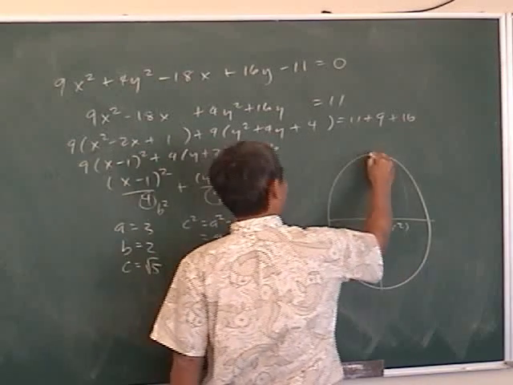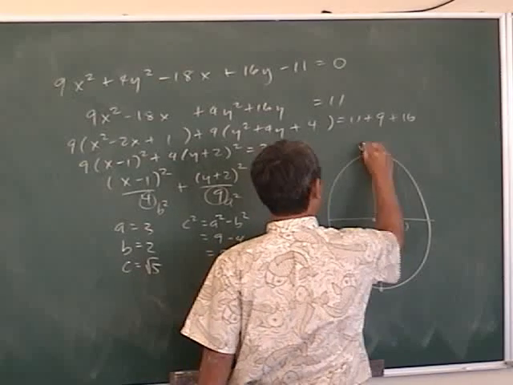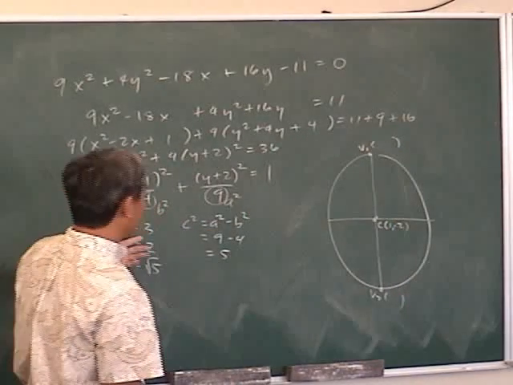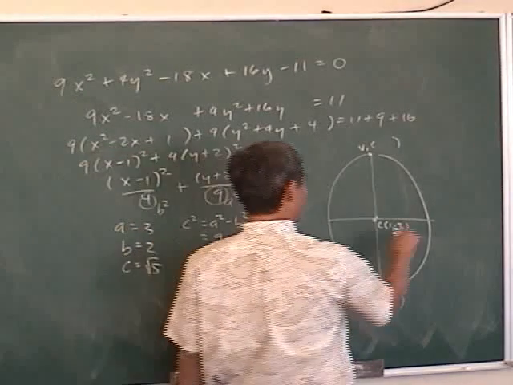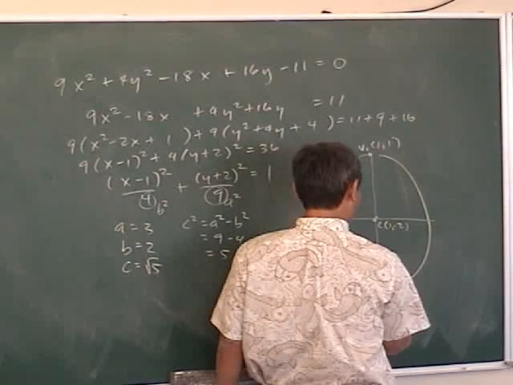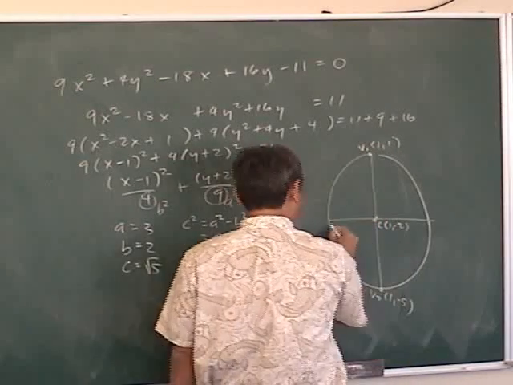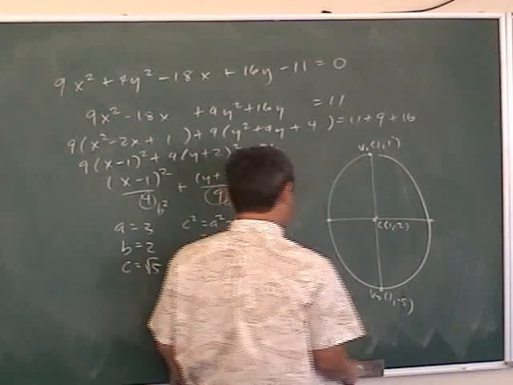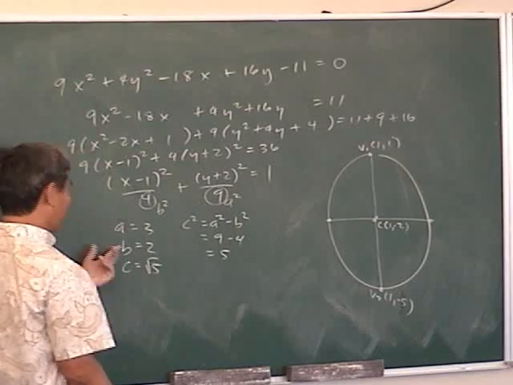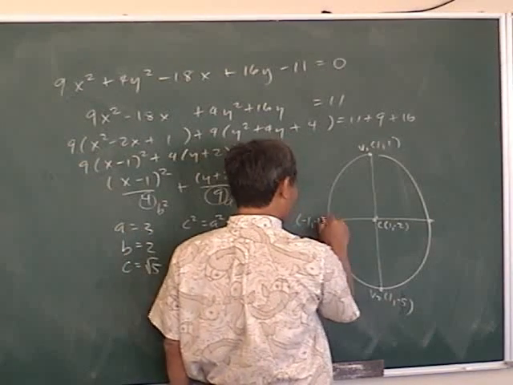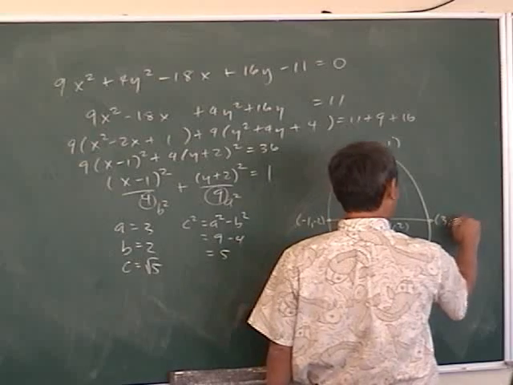Okay, what are the vertices? How do I get to the vertices? You go a up and a down, so go 3 up and 3 down. So if I go 3 up, you're going to be at 1, 1. If I go 3 down, you're going to be at 1, -5. Tell me if I make a mistake. How do you find the endpoints of the minor axis? You go b left and b right. Well, b is 2. So if I go 2 left, you're going to be at -1, -2. If I go 2 right, you're going to be at 3, -2.